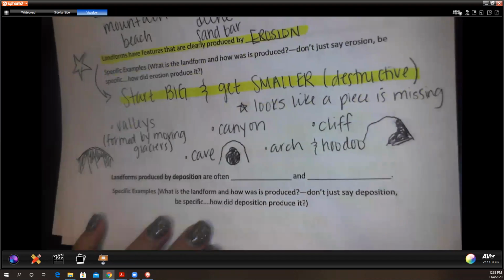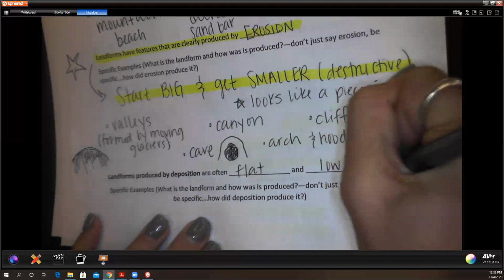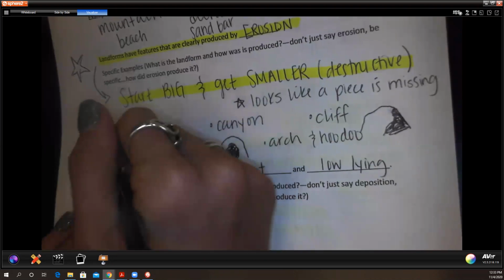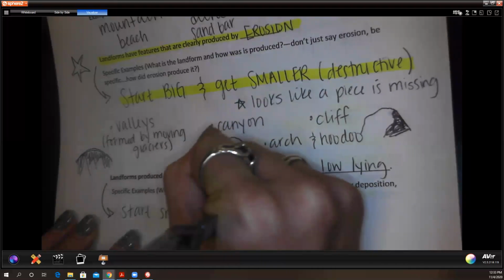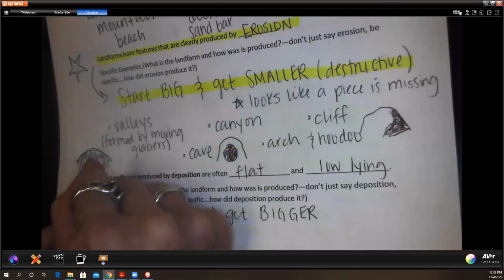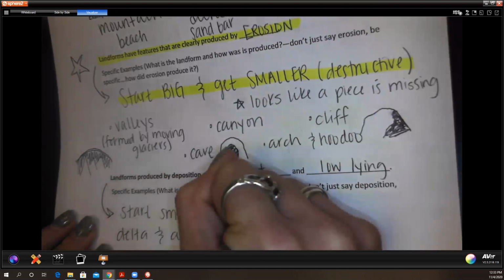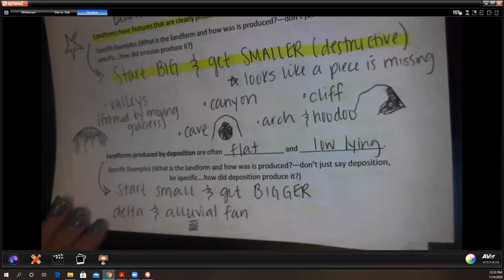Landforms that are produced by deposition are often flat and low-lying because it takes a while to build them up, just like layers of blankets. These ones start small and get bigger. It's like when you throw a blanket. Like a delta and an alluvial fan, they're just bunches of layers of sediment that have been built up over time.